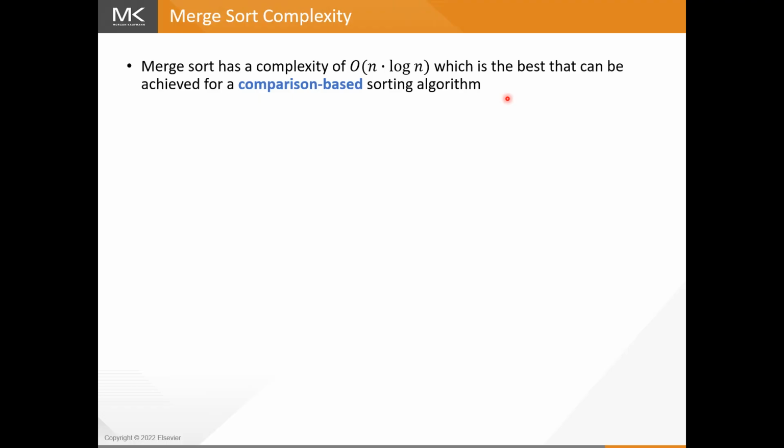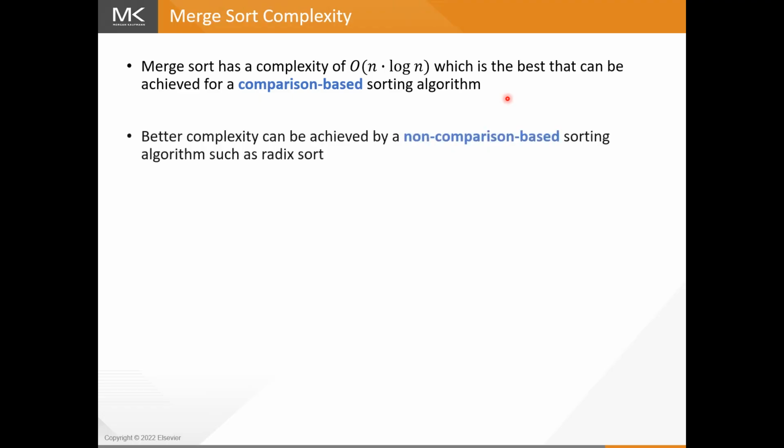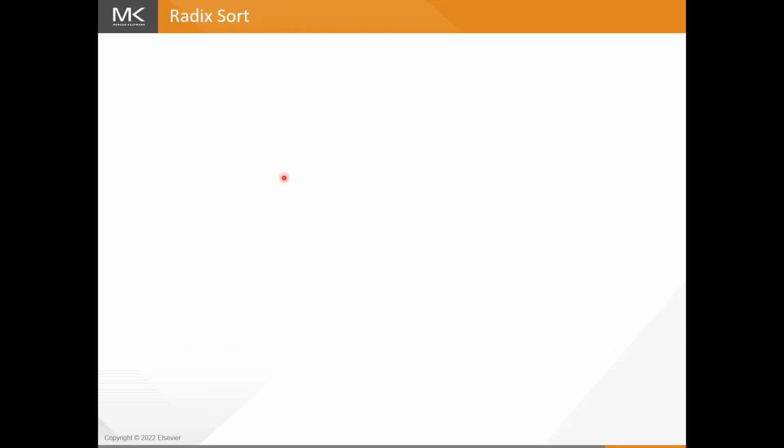Somebody says bucket sort, right? Bucket sort. So in general, if you want to have better complexity, we want to have a non-comparison-based sort like bucket sort or radix sort. Okay, so let's talk about radix sort. Let's say we want to parallelize radix sort. So how does radix sort work?